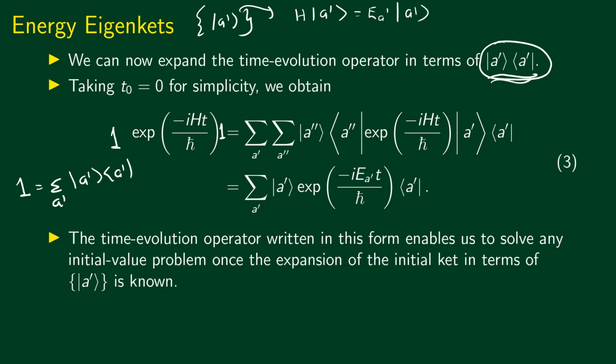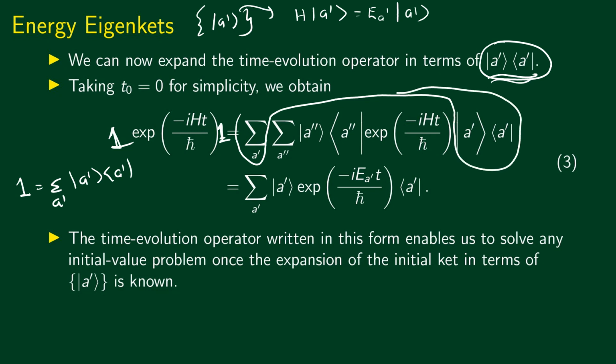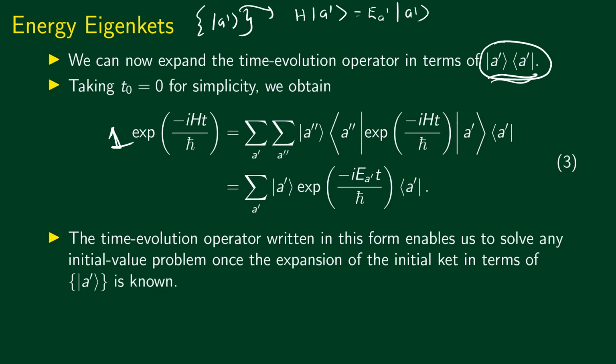Which is quite useful, as we have seen many times. Here also we shall use it. We introduce an identity operator on the left and an identity operator on the right. So this is the identity operator on the right: sum over a prime, ket a prime, bra a prime. This is one identity operator, right? And here we have sum over a double prime, ket a double prime, bra a double prime. So we have inserted two identity operators, right?